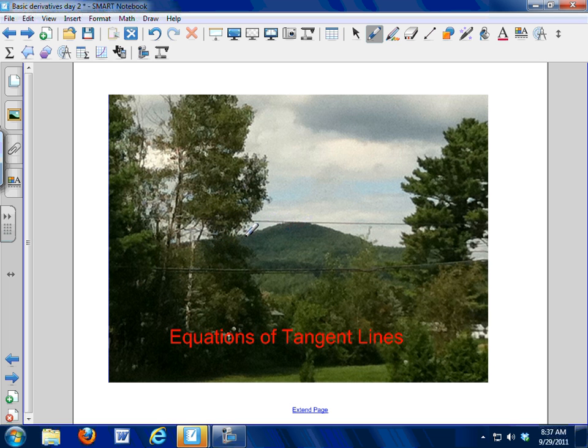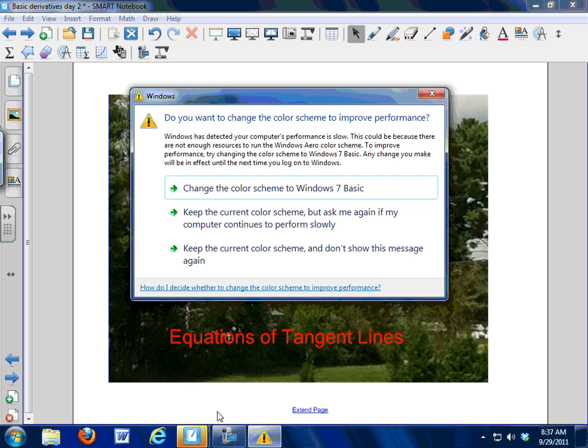A tangent line touches the curve at one point. So there's the mountain in the background, there's my function, and then we've got the equation of the tangent line right there.